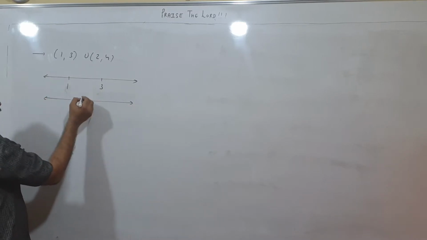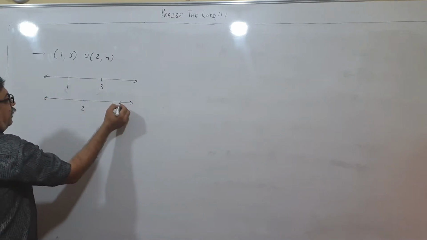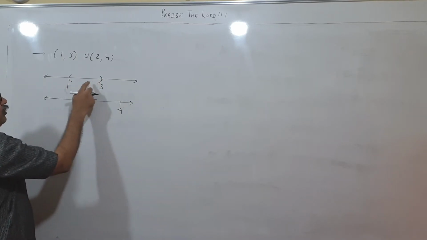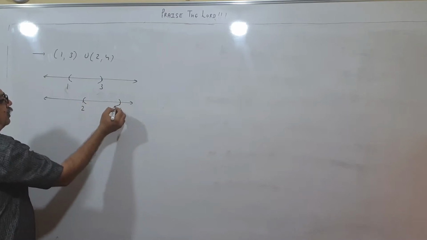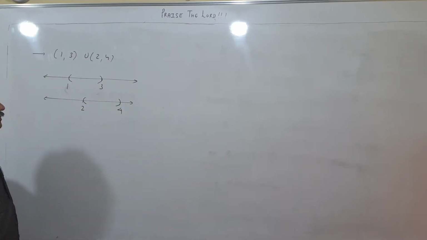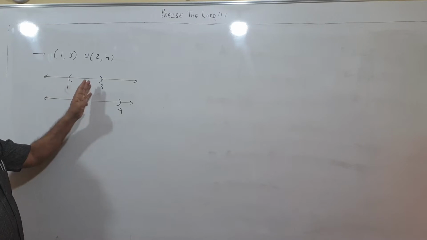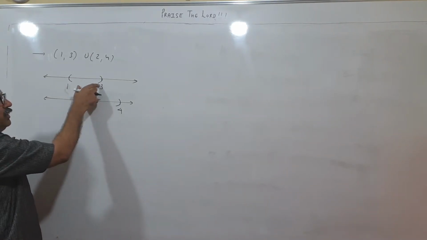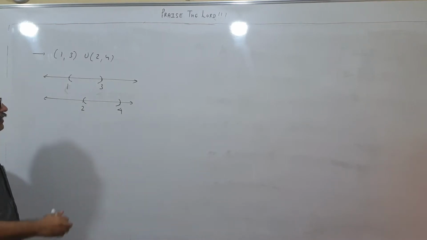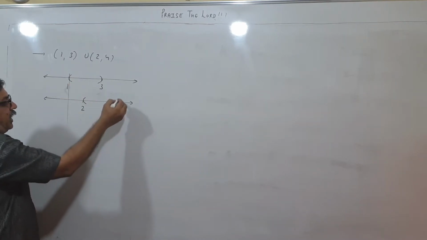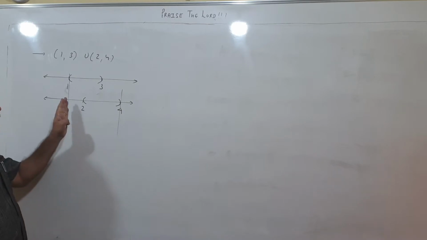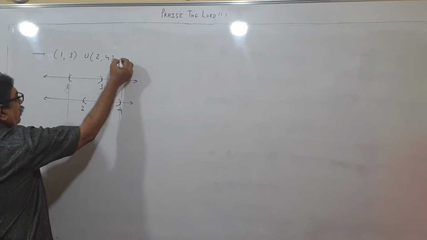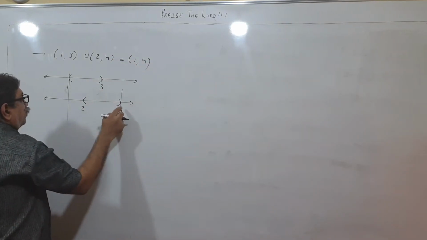Now 2 will come between 1 and 3, so plot 2 over here. 4 will come on this side, plot over here. So 1 to 3, boundary points not included. 2 to 4, boundary points not included. We want union. That means elements of here or here. So all these elements and all these elements, we can make out, we will start from here and end over here. All elements from 1 to 4 will be included, you can see that. So this will be equal to (1, 4). Of course 4 and 1 not included.